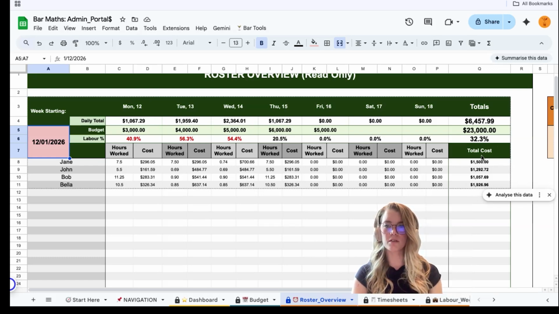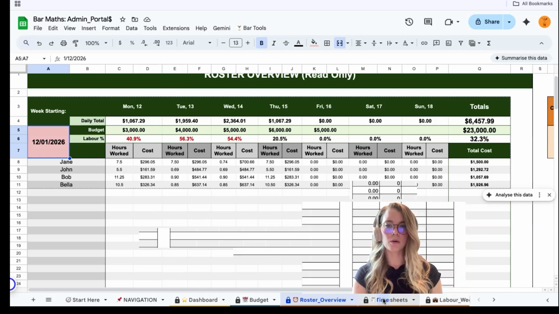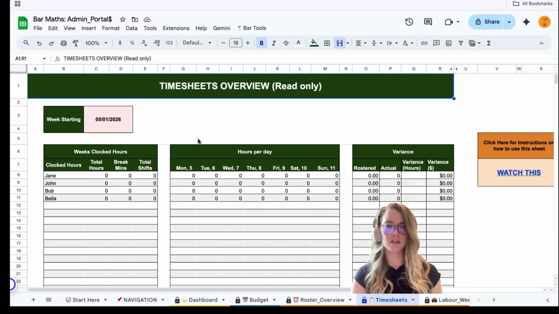So the total cost for each of the staff members. Anyone who is a salaried staff will just have their salary on the right-hand side. And then the totals up the top as well. So total pay due for the week, total budget, and then the average labor percentage across the whole week as well. We will also have a breakdown of the timesheet.